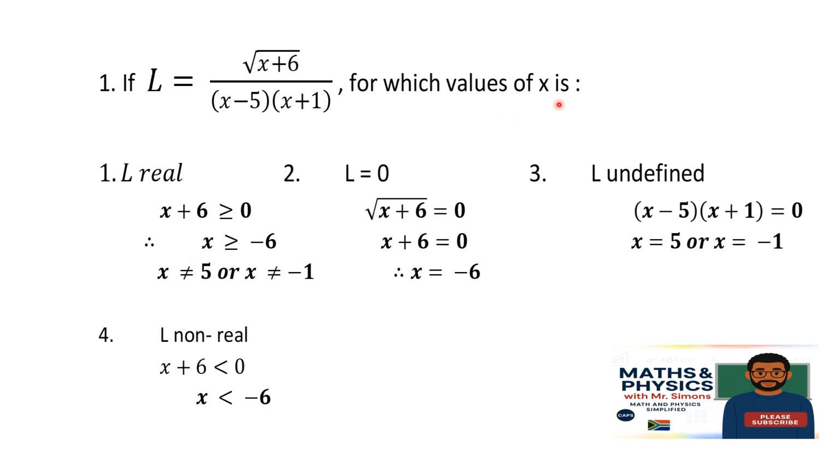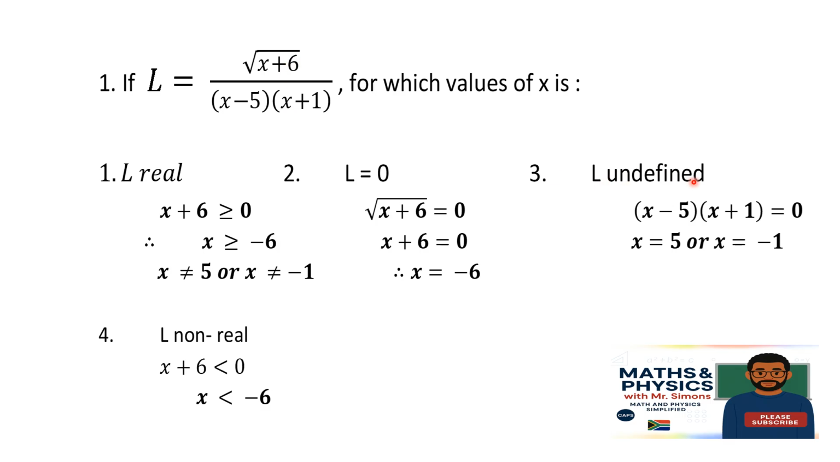For which values of x is L equal to 0? L can only be 0 when the top is 0. So there we would say the square root of x plus 6 equals 0. If I square both sides, that leaves me with x plus 6 equals 0. If I take 6 over, x equals negative 6. So negative 6 plus 6 gives me 0. The square root of 0 is 0, and 0 divided by anything stays 0.